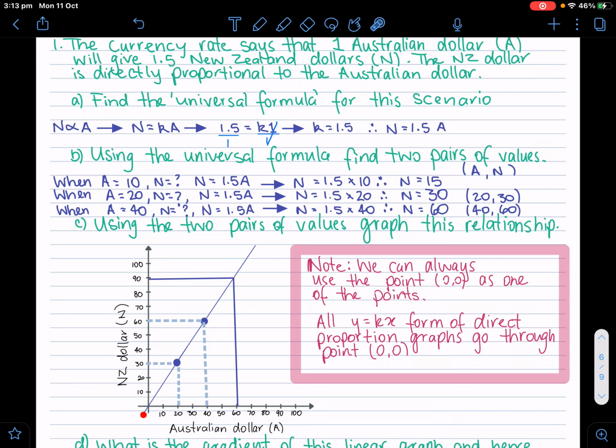Now, in the question, it already gave us one set of values, which is 1 and 1.5. Now, if you get stuck and you can't find another value, all y equals kx forms of direct proportional graphs go through 0,0. So you'll see here, they always go through 0,0. So that can be another point you can use if you can't find a second. Remember, we're trying to find 2 points on the line where we can join them up.